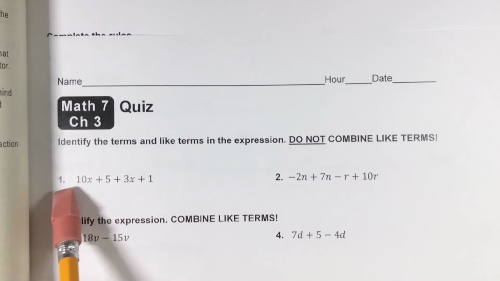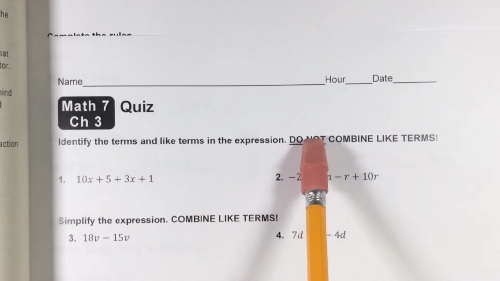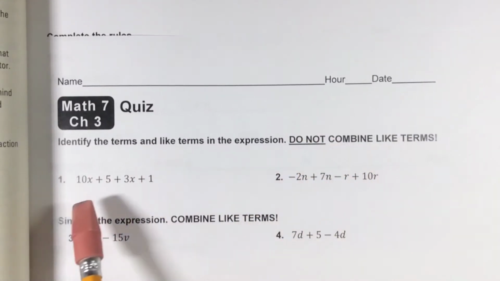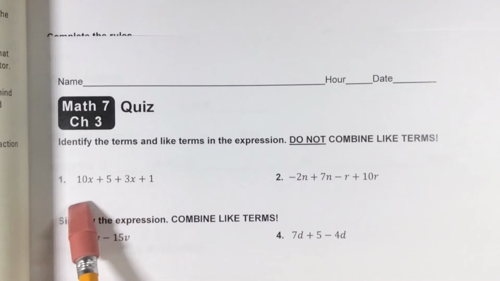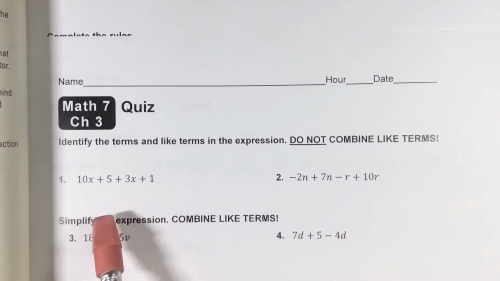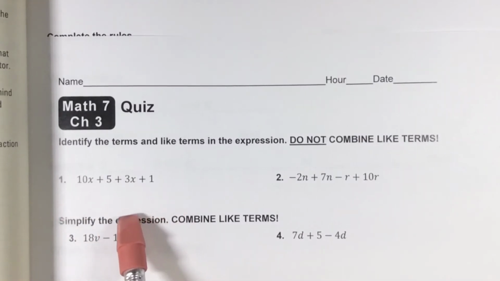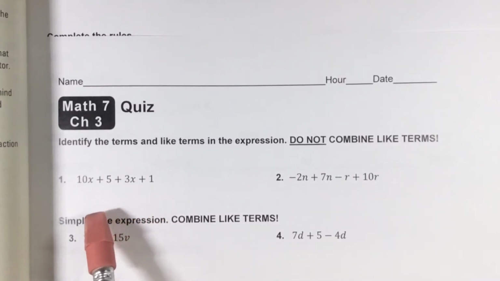So number one, it says identify the terms and like terms in the expression. Do not combine like terms. They don't want you to simplify this. They just want you to put what are the four terms and then group the like terms. Remember, if they have the same variable, they're like terms. If they're constants, they're like terms.